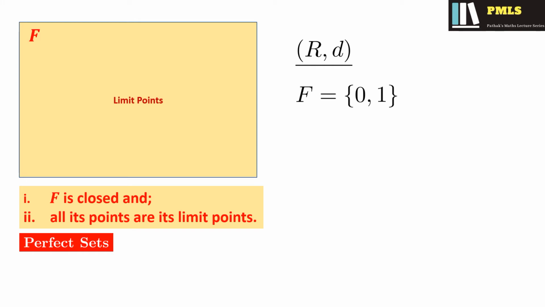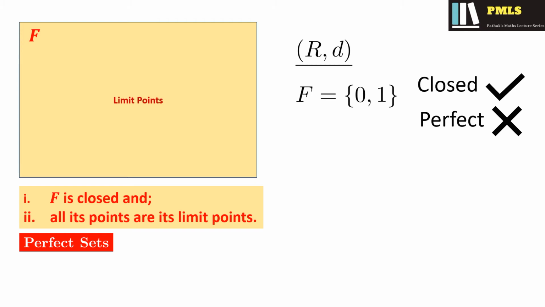For example, in the usual metric space of real numbers, a set F consisting of just two numbers 0 and 1 has no limit point outside F. In fact, it has no limit point and therefore it is closed. But its members 0 and 1 are not its limit points and so it is not a perfect set. So for being a perfect set, you need two things. First, the limit points of the set should be members of the set, and second, all the elements of the set should be limit points of the set.